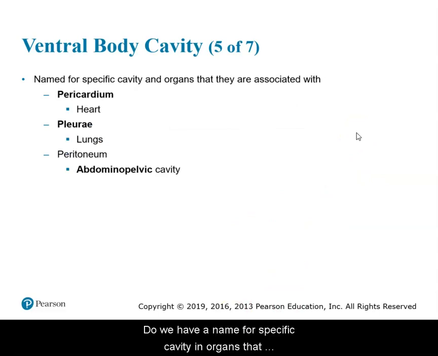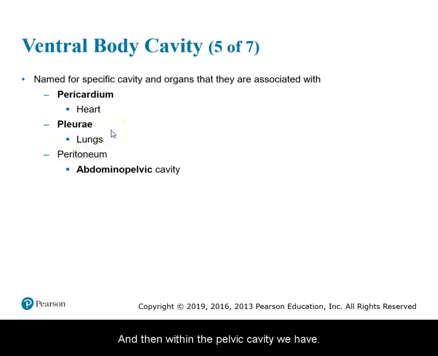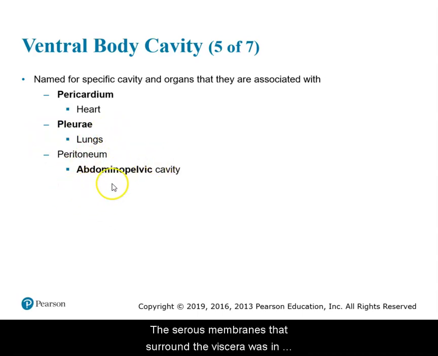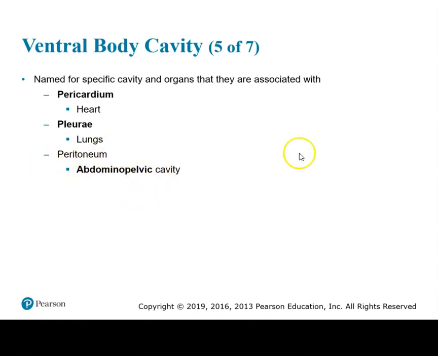So the serous membranes are named for the specific cavity and the organs that they are associated with. For example, the serosa or serous membrane that covers the heart is known as the pericardium. The serous membrane that covers the lungs is known as the pleura. And then within the abdominopelvic cavity, we have the serous membranes that surround the viscera within this cavity. This is known as the peritoneum.